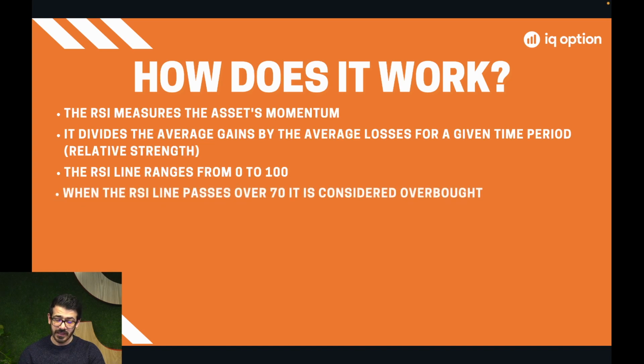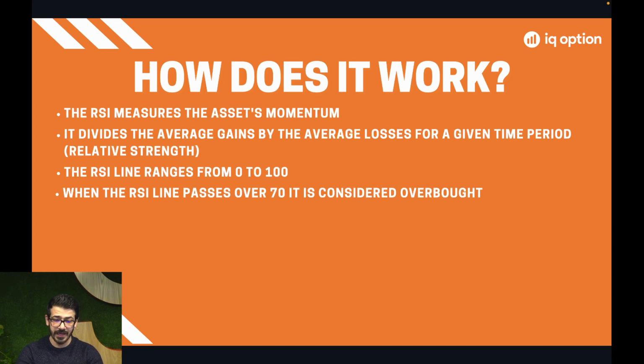When the RSI line passes over 70, it is considered overbought. By default, the overbought level is set at 70 and the oversold level is set at 30. And the RSI line ranges between 0 and 100, so it can cross the oversold or the overbought level.